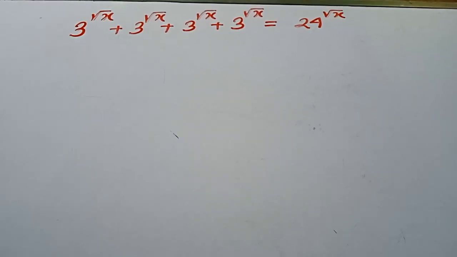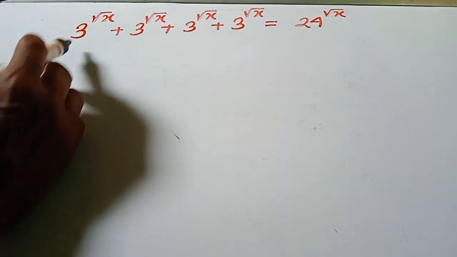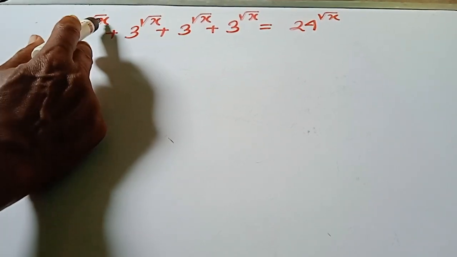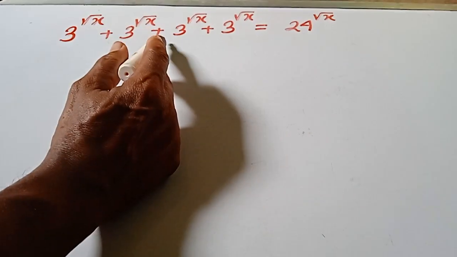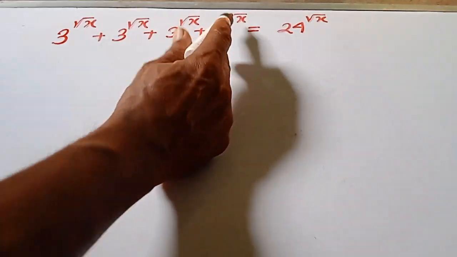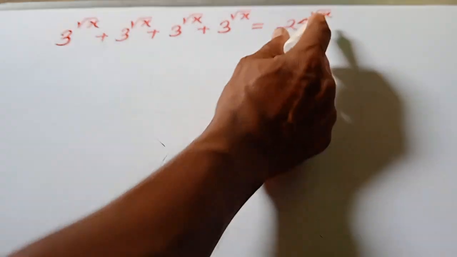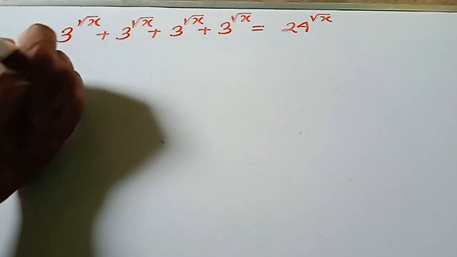A simple exponential math problem. Problem: 3^x · 3^√x + 3^√x + 3^√x + 3^√x = 24^√x. Then the value of x in this problem. Solution.